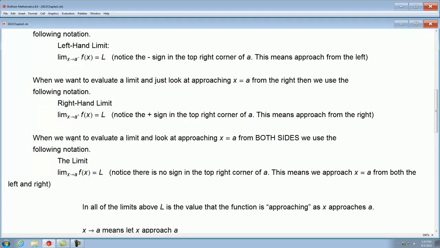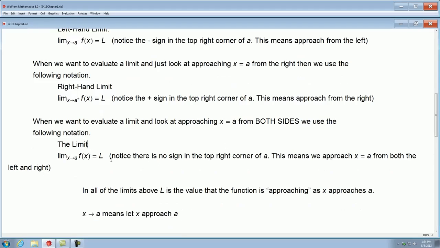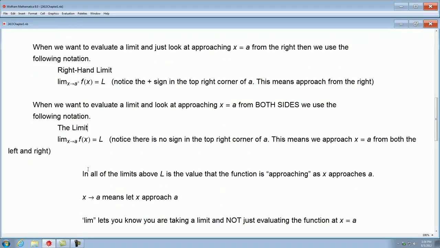All right, when we want to evaluate a limit and we want to approach from both sides, when I want to tell you, hey, look at it, inspect it, but go from both sides, what I do is I just write x approaches a without a little negative or positive up on the top right corner, and that means you've got to look at both. You've got to say, hey, what's happening from the left and what's happening from the right.